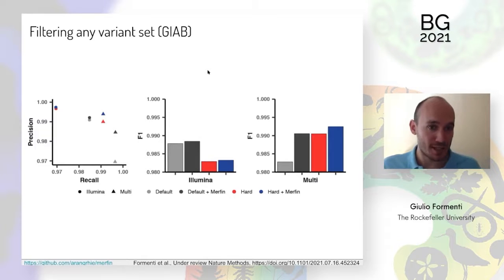We also observe that Merfin can actually be used not just for polishing, but actually can be used for filtering any variant set. For instance, from a population resequencing data set. And this will lead to a better precision by reducing the number of false positives.